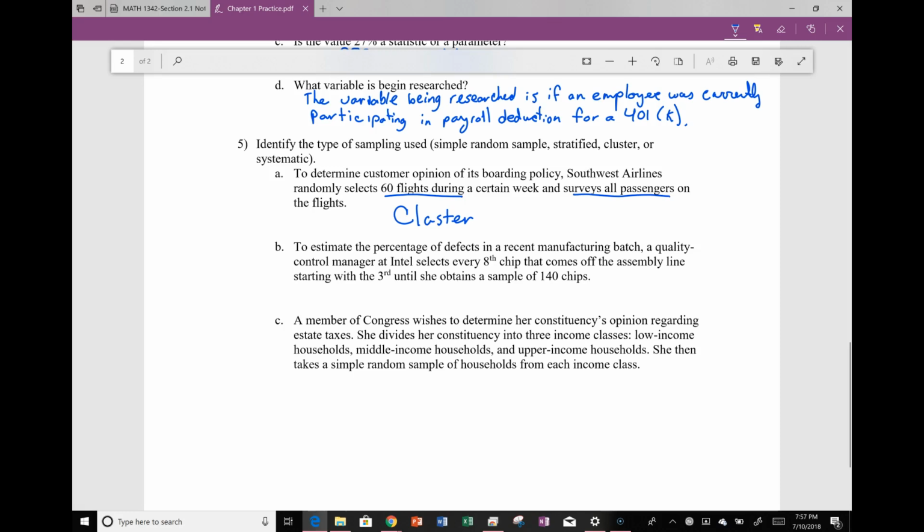To estimate the percentage of defects in a certain manufacturing batch, a quality control manager at Intel selects every 8th chip that comes off the assembly line, starting with the 3rd until she obtains a sample of 140 chips. Did she break the chips into groups? No. Did she just sit there and pick off any that she wanted? No. She had a system. She started with chip number 3 and then counted to the 8th. Counted to 8. Counted to 8. That makes this a systematic sampling technique.